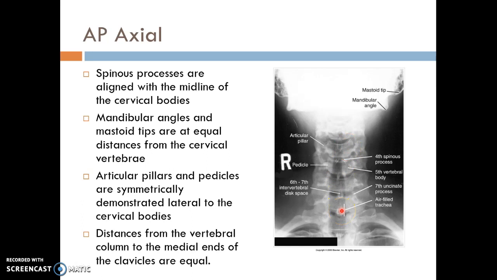The articular pillars and pedicles are symmetrically demonstrated lateral to the cervical bodies. Here are the articular pillars, and the pedicles are seen here. The distance from the vertebral column to the medial end of the clavicles also demonstrates no rotation.